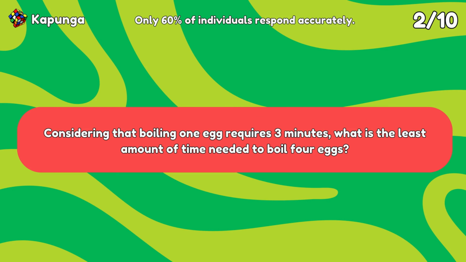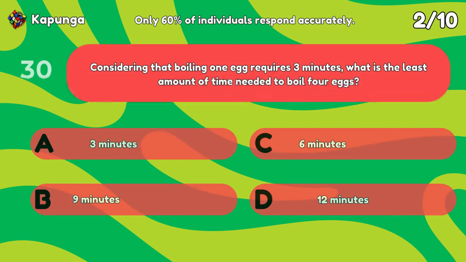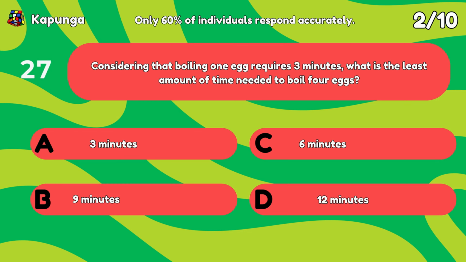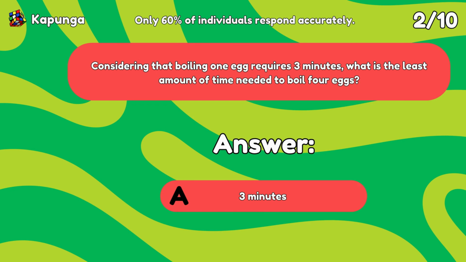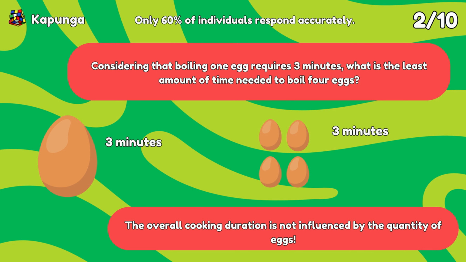Next question. Considering that boiling 1 egg requires 3 minutes, what is the least amount of time needed to boil 4 eggs? The answer is A, 3 minutes. The overall cooking duration is not influenced by the quantity of eggs.